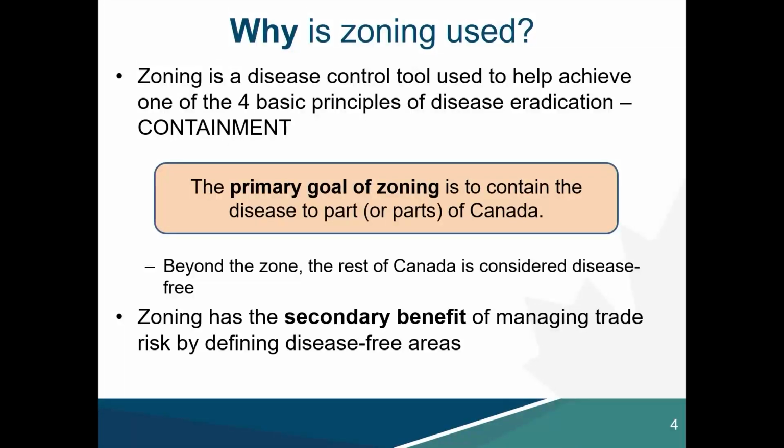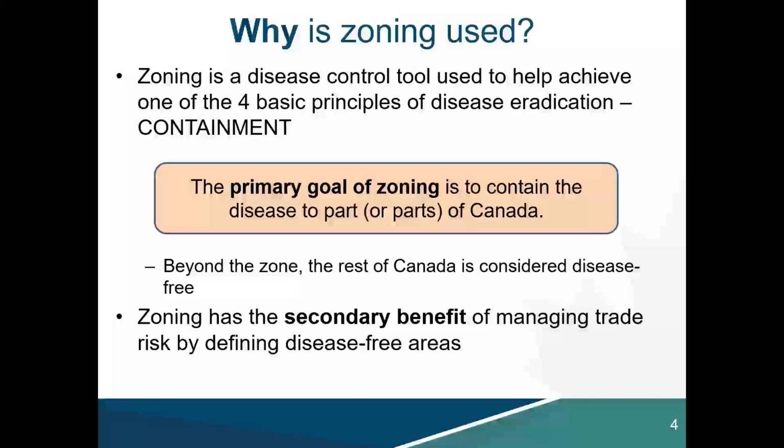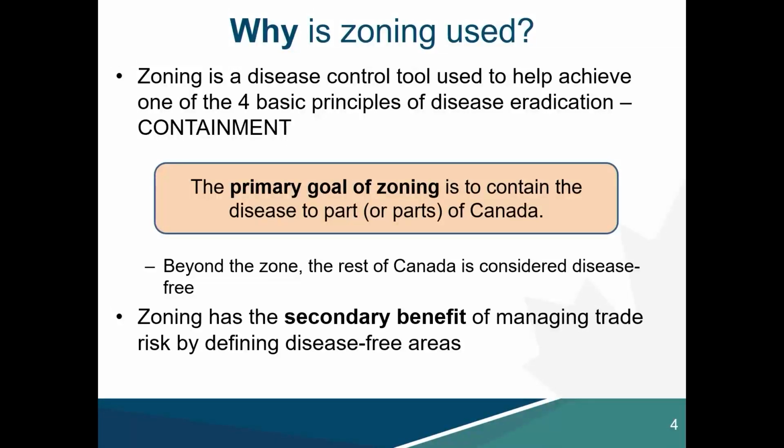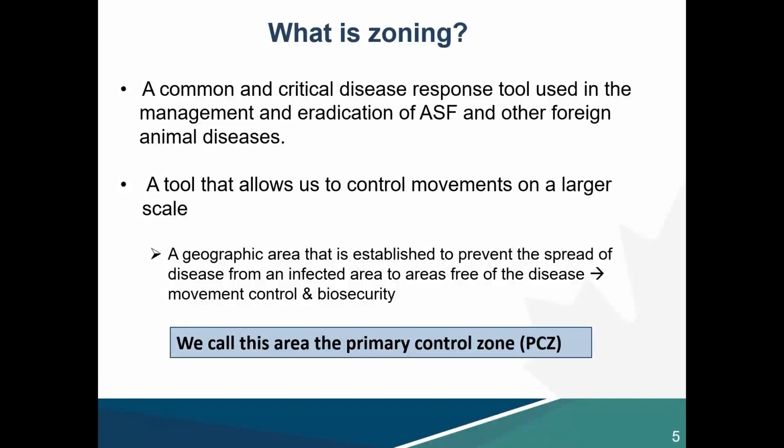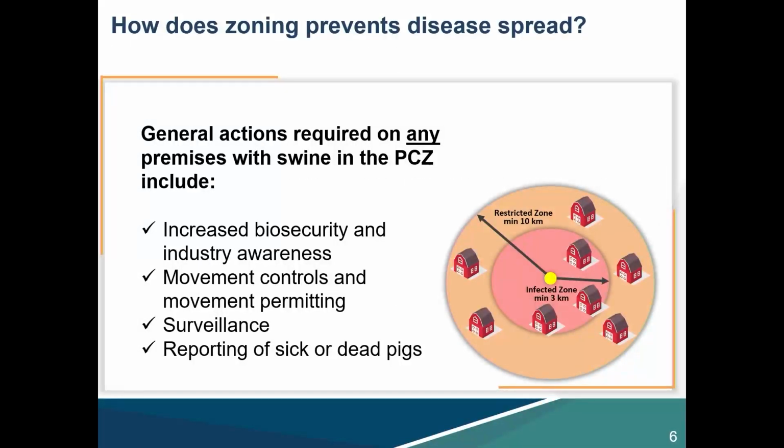And as a secondary benefit, by defining where there's a disease, we will be able to manage, by extension, where there's no disease, so all the zones around our control zone. In Canada, we call them primary control zones, and in other countries it can be called differently. We have to know that the primary control zone, we're going to define it, and we'll see how it is.